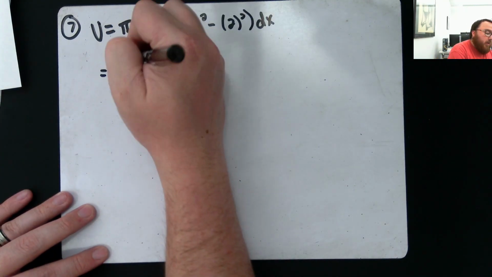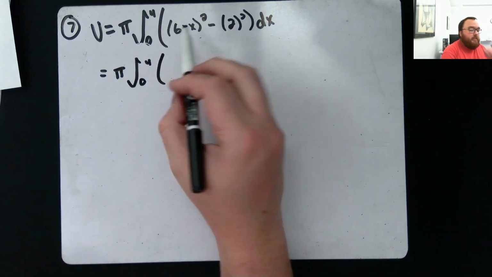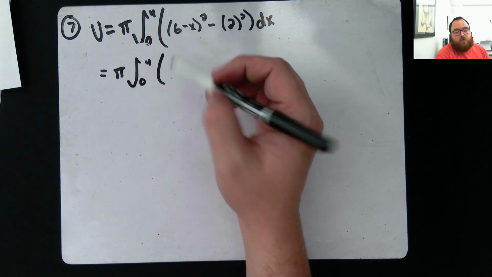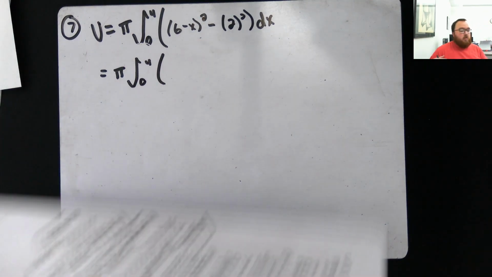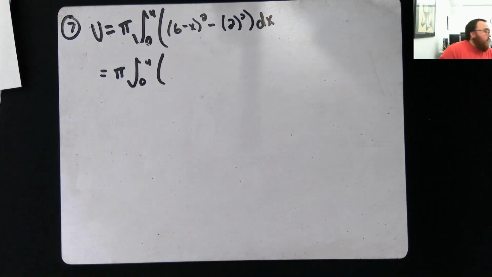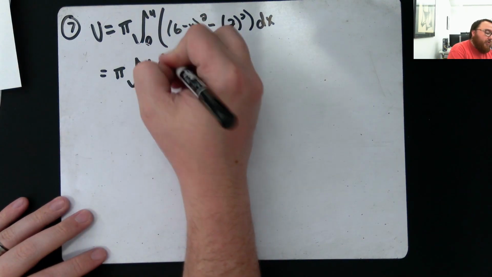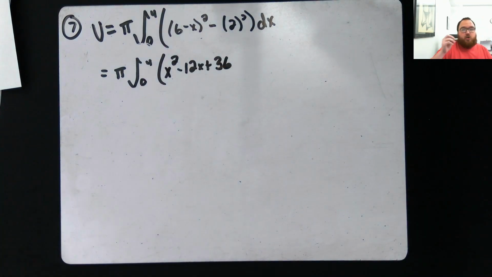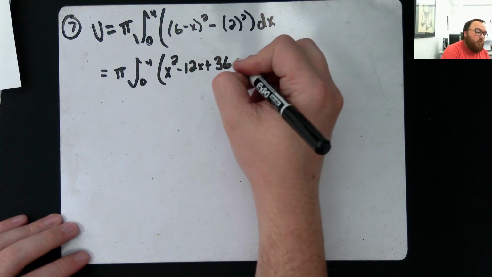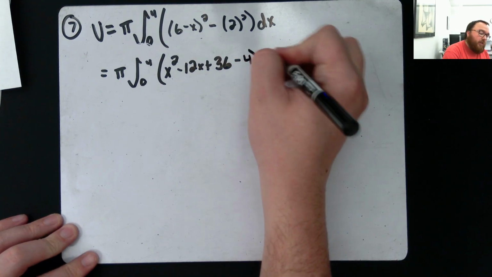Pi, integral from 0 to 4, of 6 minus x, squared. Again, we have to square it out the long way, just like we did a while ago with this guy. 6 minus x squared is x squared minus 12x plus 36. Again, make sure you know how to get that, okay? 2 squared is 4, so this is minus 4 dx.